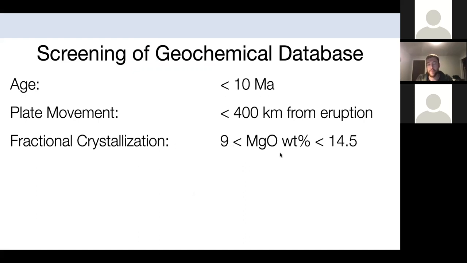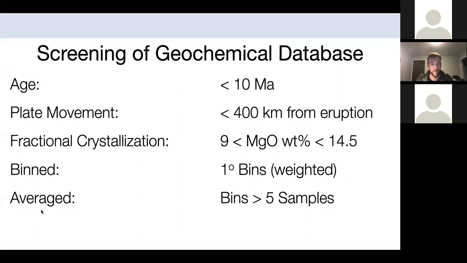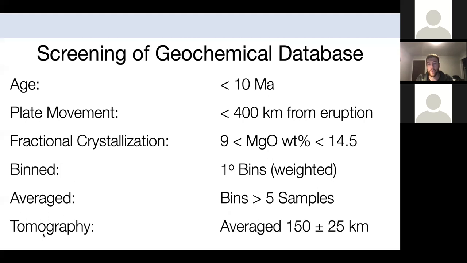I then only take samples with high magnesium contents in order to reduce the effects of fractional crystallization. And then again, I take that database and divide it into 1 degree latitude by 1 degree longitude grid squares. Again, each grid square is weighted by the cosine of latitude when we're looking at correlations. Finally, I only include grid squares that have more than 5 samples in order to reduce the effects of sampling error. And then again, we're comparing to our tomographic models at 150 kilometers depth, plus or minus 25 kilometers.